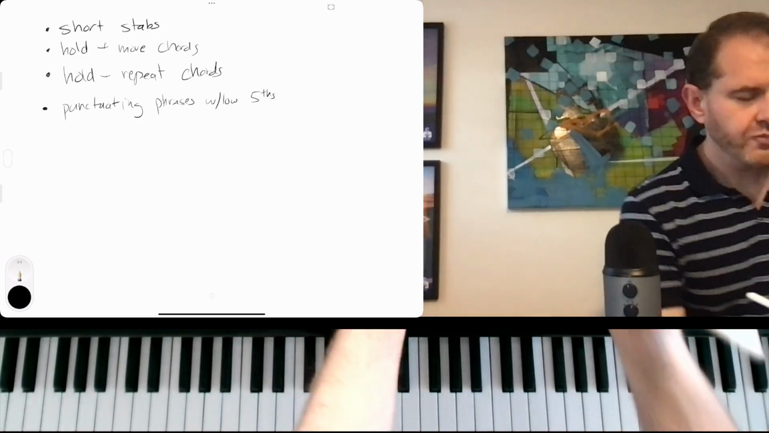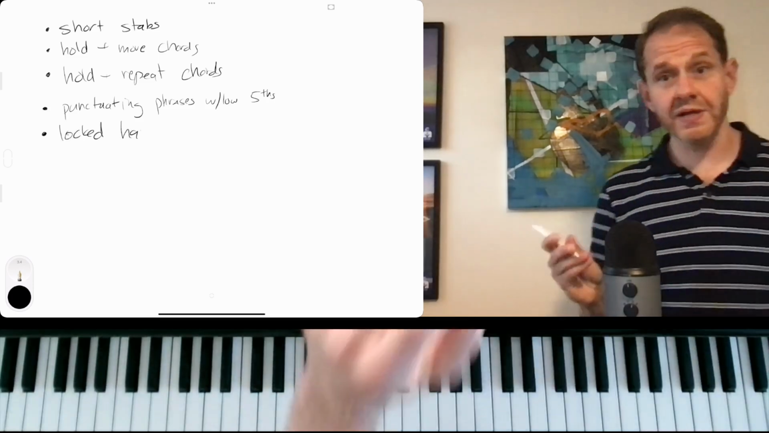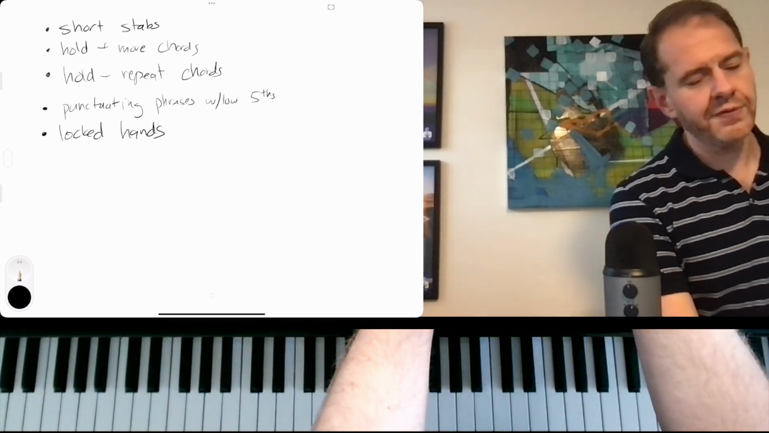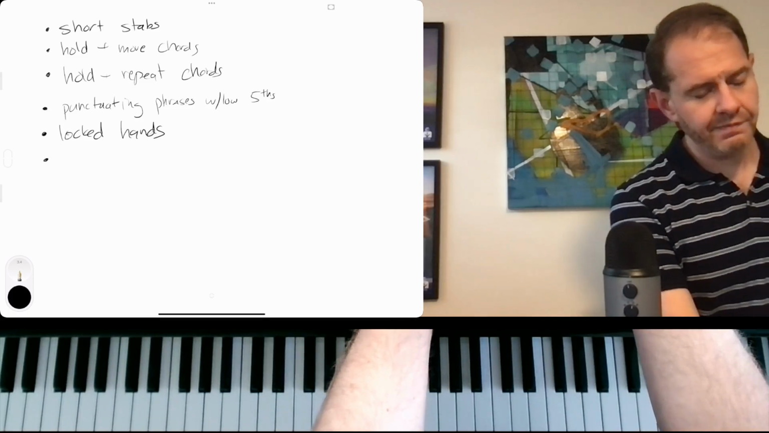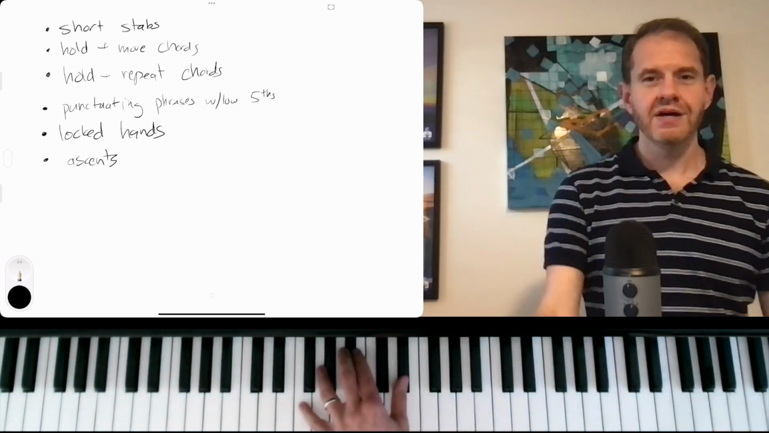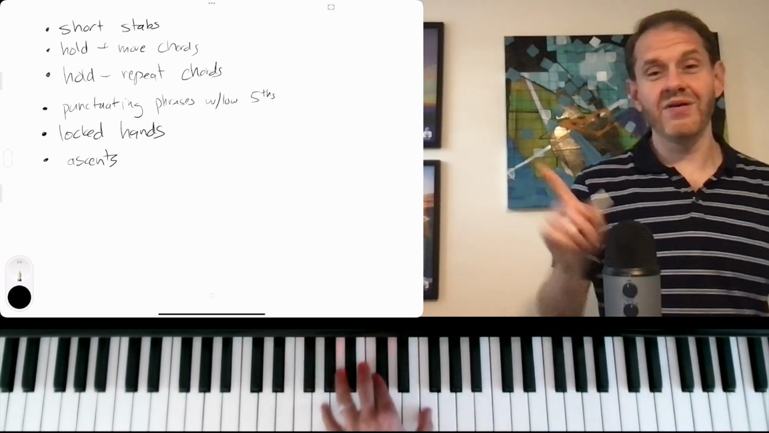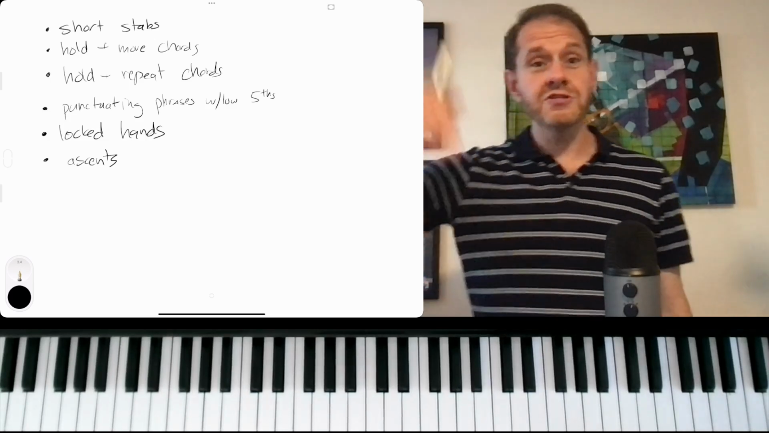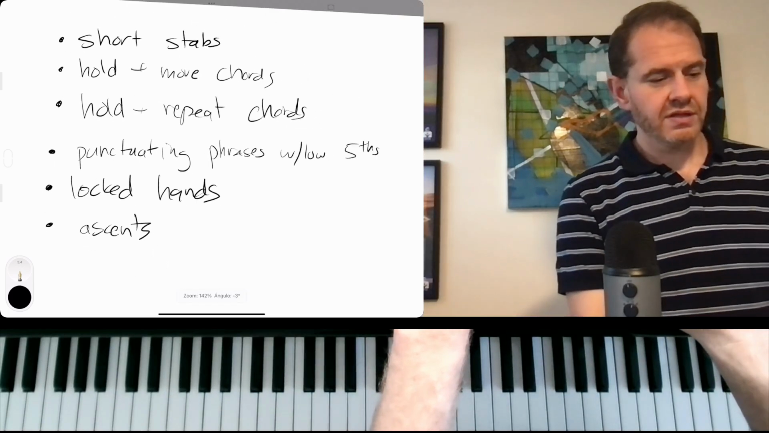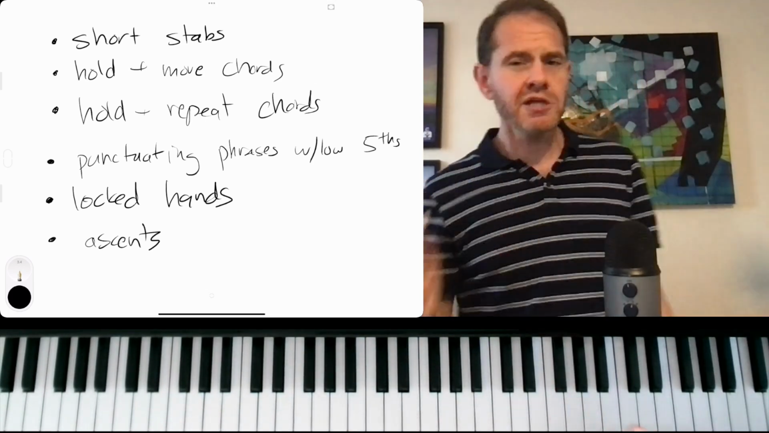Okay. And then let's make a category for locked hands. Locked hands means playing the right hand and the left hand at the same time. And then lastly, I want to make a particular category for intentional ascents, where the left hand's clearly moving upwards in order to increase energy. It's ascending. Okay, so this is not the definitive list of different things that McCoy Tyner does with his left hand, but it's a pretty good list.